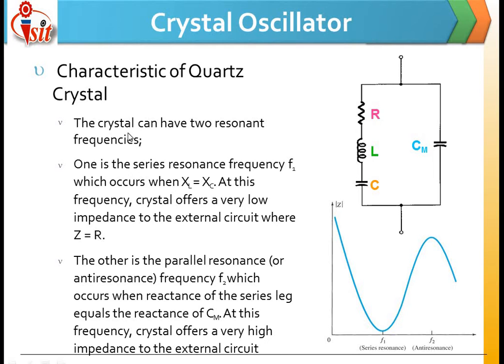Just see here. The crystal can have two resonant frequencies. One is the series resonant frequency F1, which occurs when XL is equal to XC.